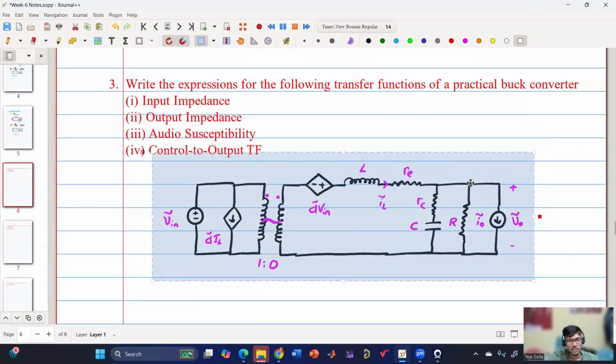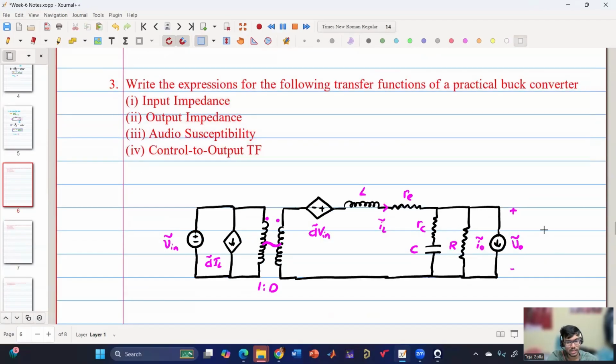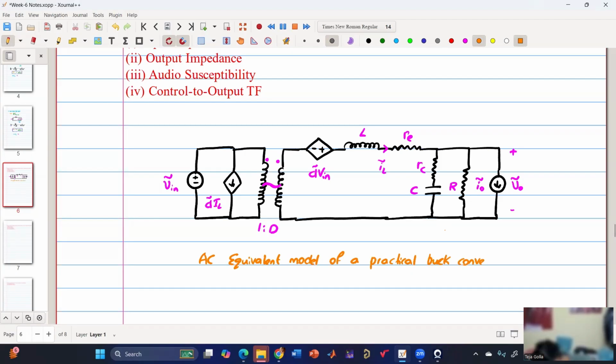So now things will become a little bit complicated because of the presence of the parasitics. So this is the AC equivalent circuit of a practical buck converter. So this is the AC equivalent model of a practical buck converter.